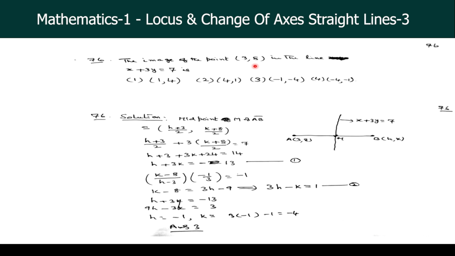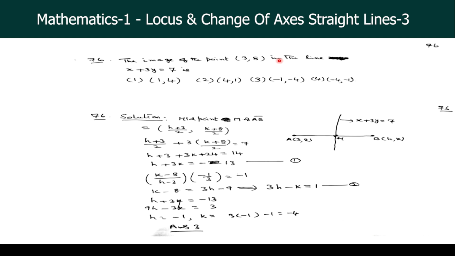So if the image of (3, 8) is (h, k), then we know that (h minus 3) by a, which is 1, is equal to (k minus 8) by 3, each equal to minus twice (a x1 plus b y1 plus c) by (a square plus b square). Now, if you use the image formula, you will get h equal to minus 1 and k equal to minus 4, which is option number 3.